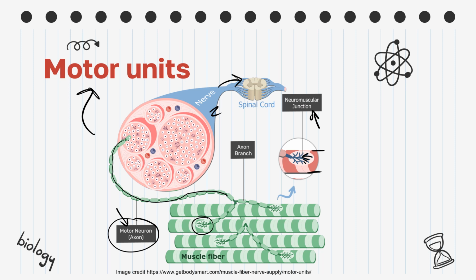So motor units, how we control our skeletal muscles. We've got our motor neurons. We've got our neuromuscular junctions that talk to, and generally they talk to many of those muscle fibers at the same time so that we have lots of our muscle tissue contracting together to make our big movements.